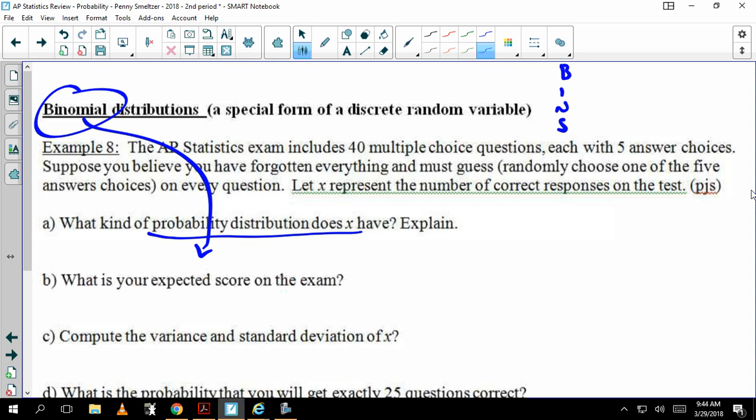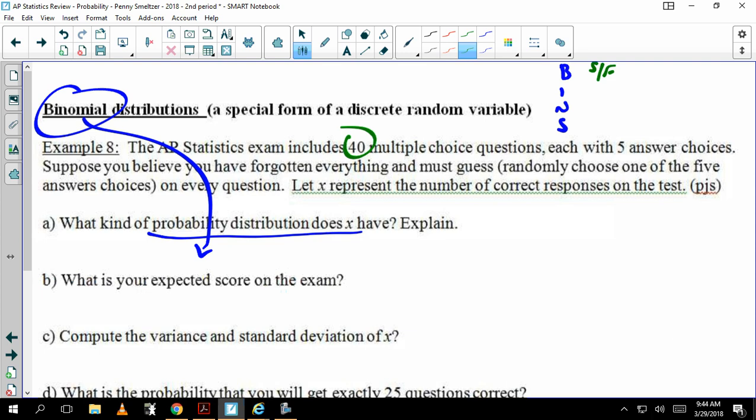So B stands for binomial. That means we have a success and a failure. I'm not going to write all these out, I'll just kind of tell you. The I means each observation is independent. So every time I answer a question, it's independent. The number of observations is fixed, in this case 40 observations. And the S stands for set probability of success. And I do. It's 1/5 each time. So that's why it's binomial, because each question's right or wrong. There's 40 independent questions that I have a 1/5 chance of guessing correctly every time.